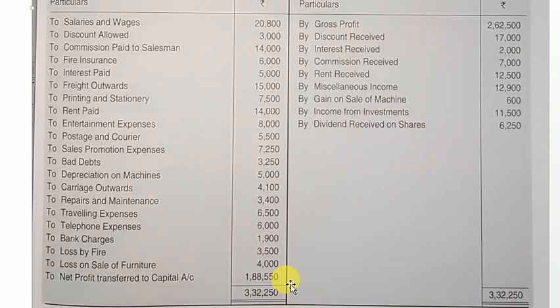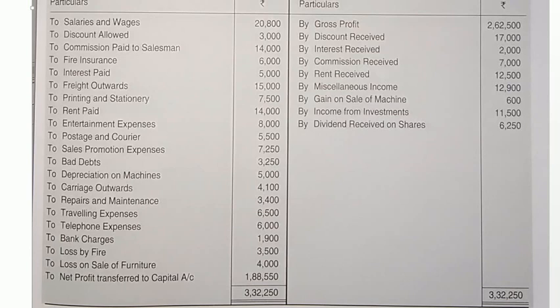So I hope you all have understood the concept of the profit and loss account that we have discussed earlier also, and right now I have discussed it with one question. So I hope it is clear to you all. And children, remember one thing in your mind, that the profit and loss account is prepared for getting the amount of net profit.